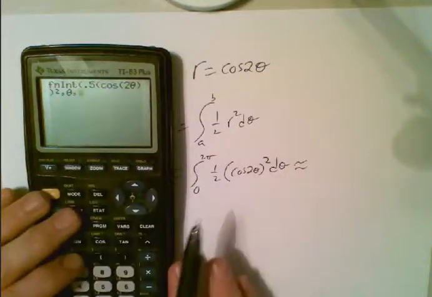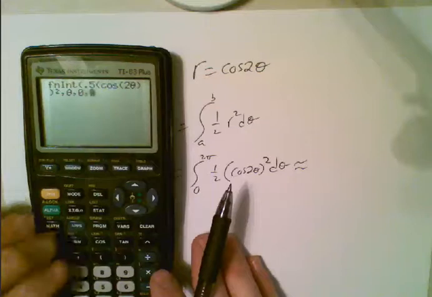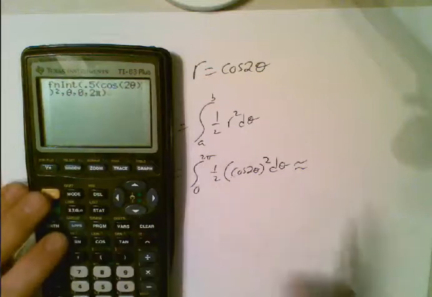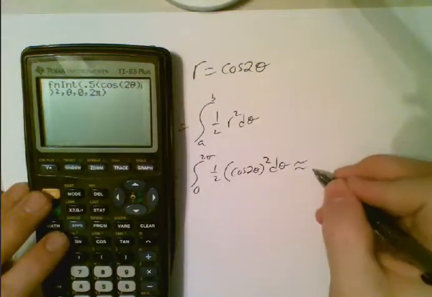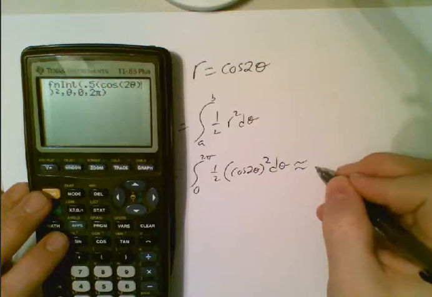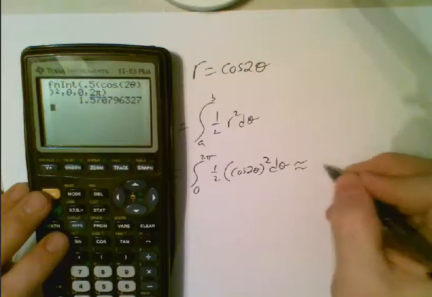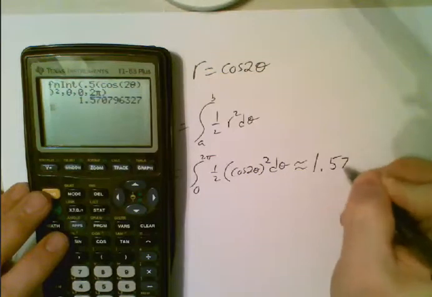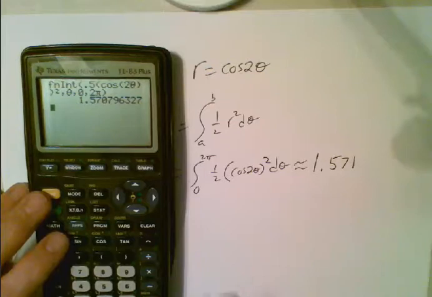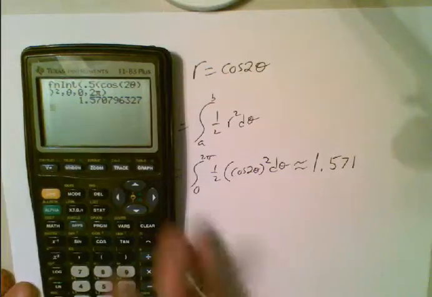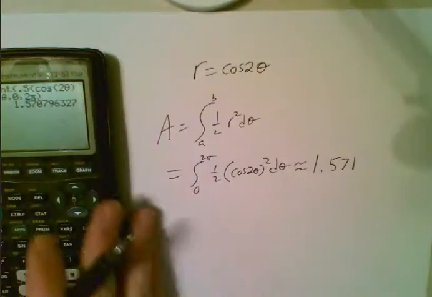Comma 0, comma 2 pi. And what do you get? And there it is, a little slow. 1.57, I guess 1. Done. That's really it. Now, suppose they wanted just one leaf.